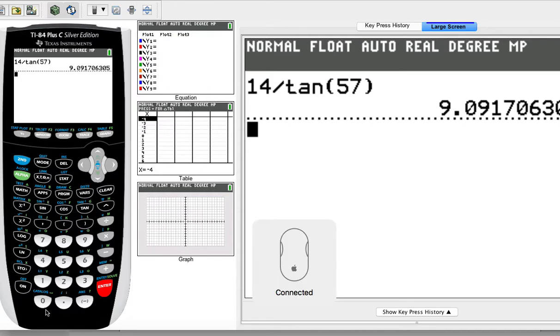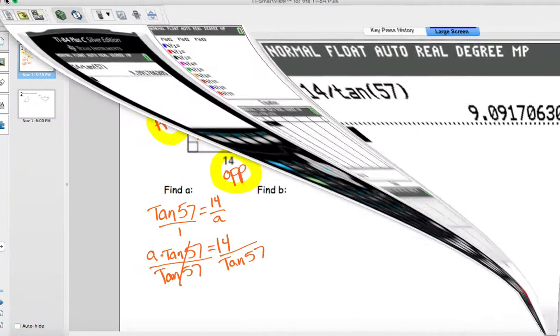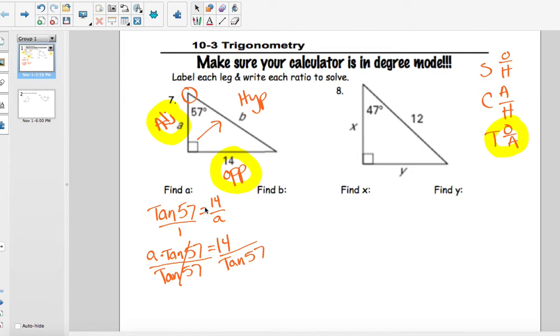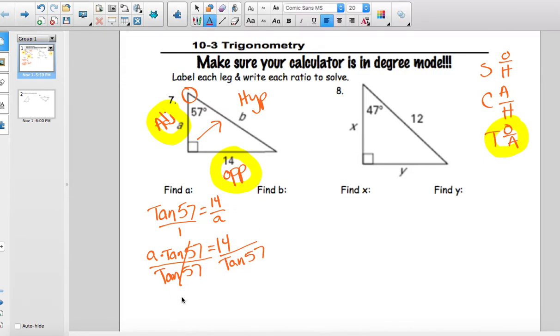So let me, whoops, my writing device is having difficulties. 9.09 is the answer there. So I'm going to type it since it disconnected. A equals 9.09 for that problem. 2 decimal places. Oh good, it's connected again. All right, so that is how we find A. Now we're going to find B.